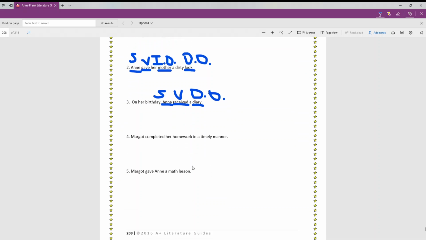Okay, number 4. Margot completed her homework in a timely manner. I would love for you guys to do this one on your own. I'm going to go draw a picture over here. You guys write that down. Go ahead and underline the subject, the verb, the direct object, and then if there is an indirect object. Let's see if you can guess what I'm drawing over here. Because you're writing that down. You're labeling it.